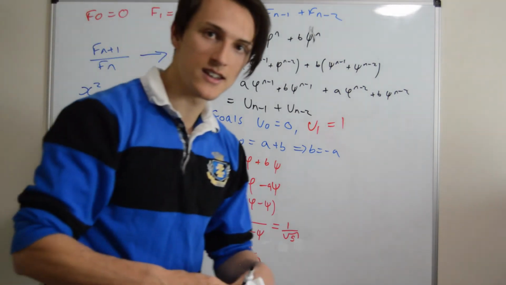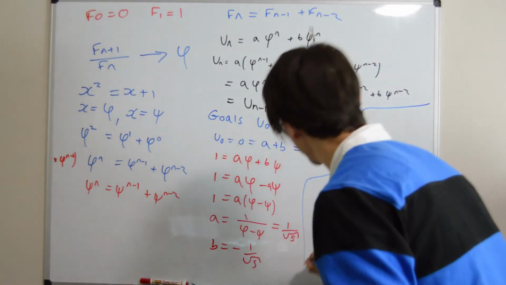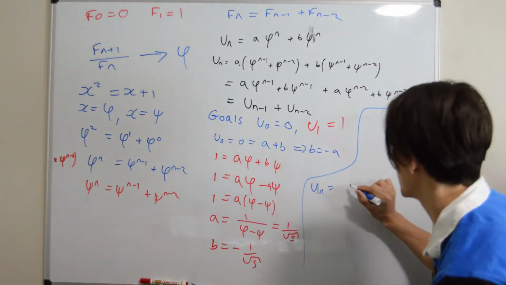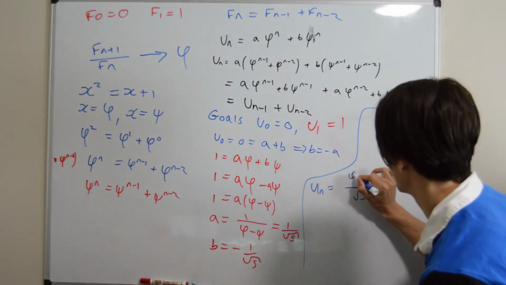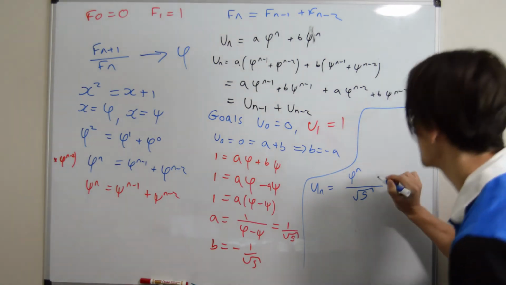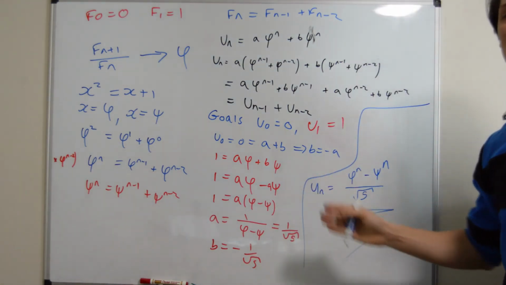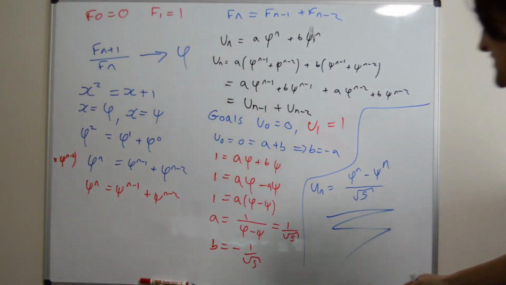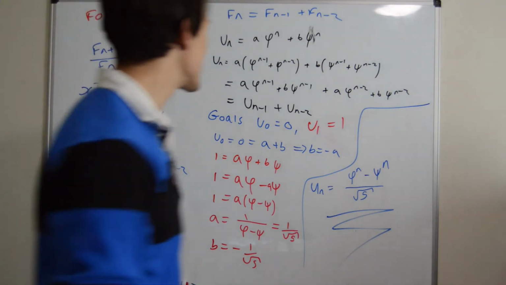Now let's just plug that into our formula for U n, so we get U n is equal to 1 over square root of 5 times phi to the n, minus psi to the n, with the square root of 5 already absorbed onto the bottom. And there we go, we have an explicit formula for the Fibonacci numbers. That was an awesome derivation. That was super cool. I really enjoyed that one.